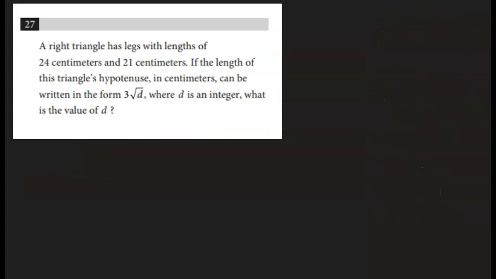All right, number 27. A right triangle with legs with lengths of 24 centimeters and 21 centimeters. So I immediately want to just draw this out. And it's going to have 21 centimeters and 24 centimeters. If the length of the triangle's hypotenuse in centimeters can be written in the form of 3 times the square root of d, where d is an integer, what is the value of d?